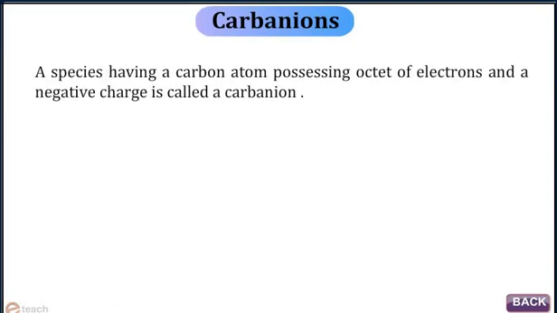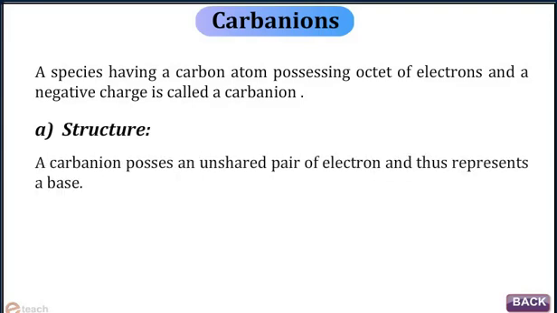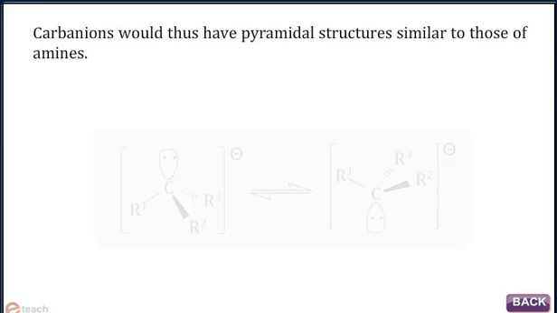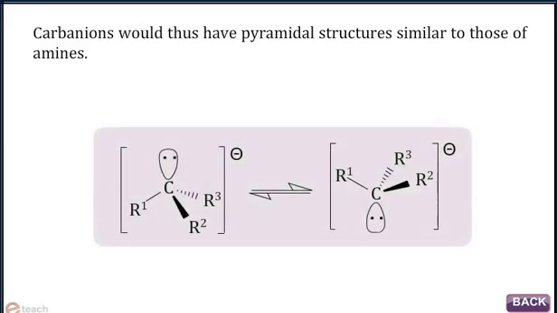Carbanions. A species having a carbon atom possessing octet of electrons and a negative charge is called a carbanion. Structure. A carbanion possesses an unshared pair of electrons and thus represents a base. The best likely description is that the central carbon atom is sp3 hybridized, with the unshared pair occupying one apex of the tetrahedron. Carbanions would thus have pyramidal structure similar to those of amines.